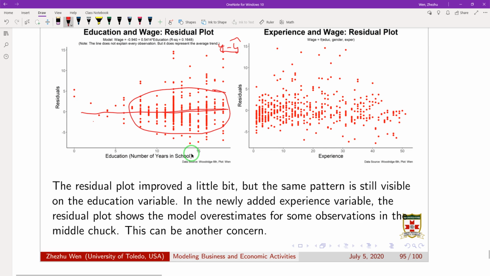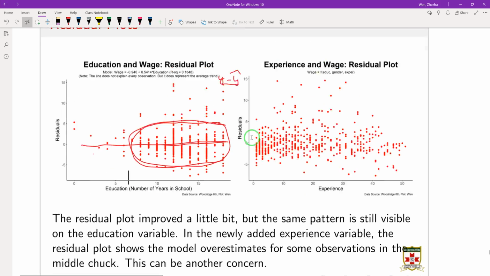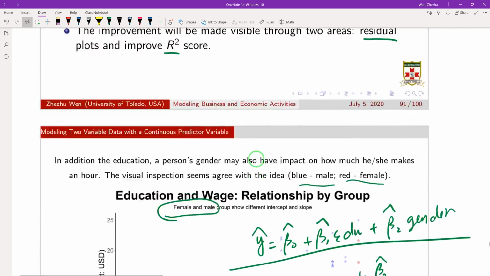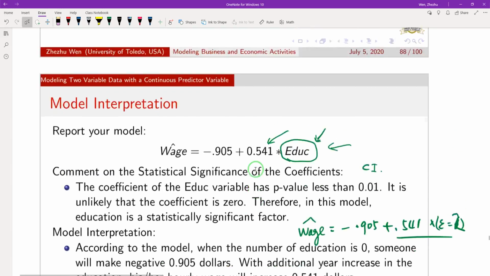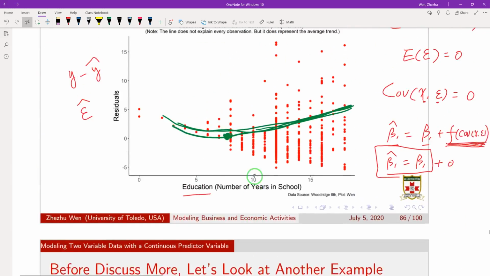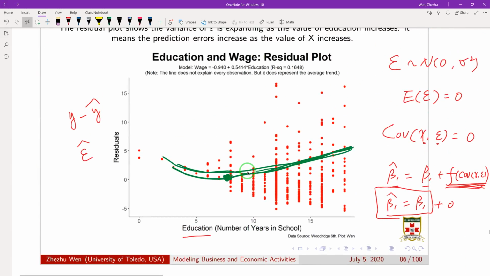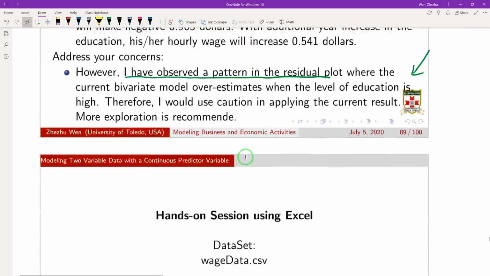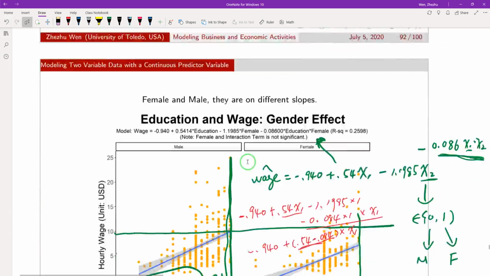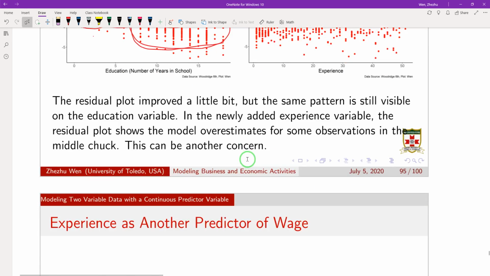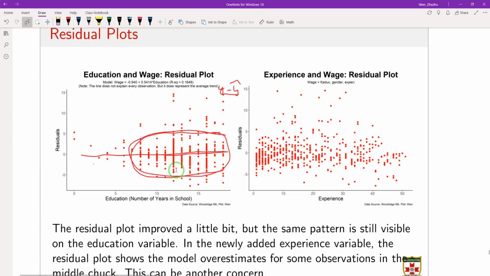Okay, so here this part looks much more normal than the previous case, right? If you look at the previous residual plot, here this part is much more dense and much more spread than above. There is still concern, but I think it's much better than the previous one.